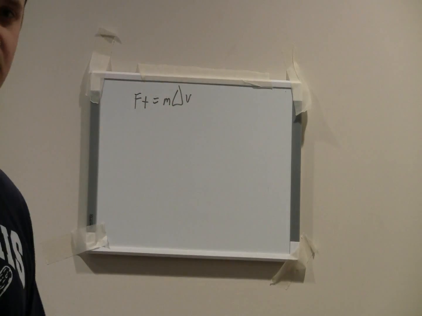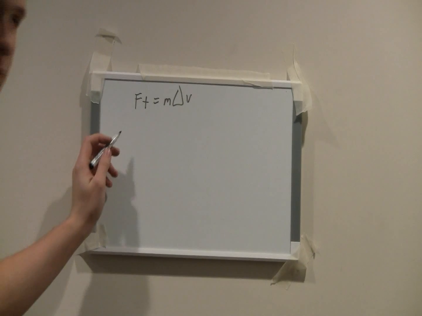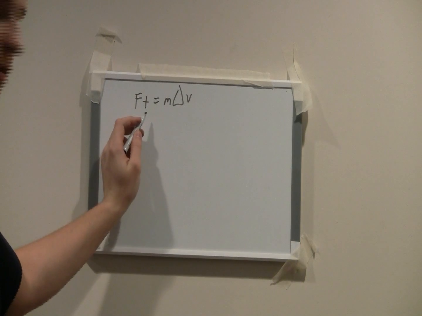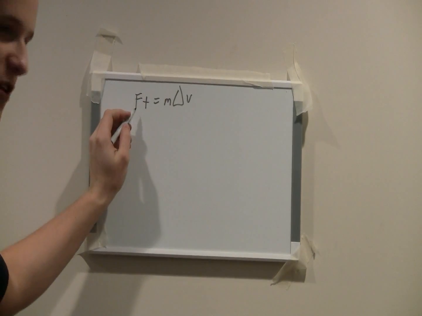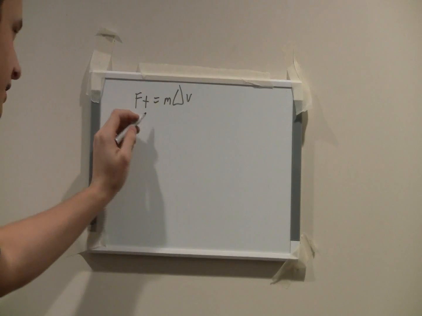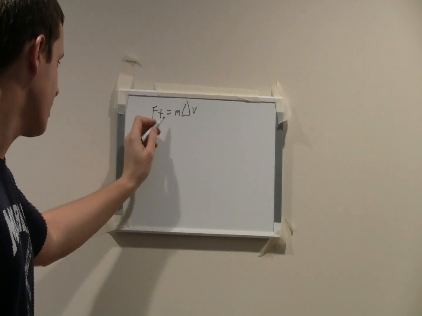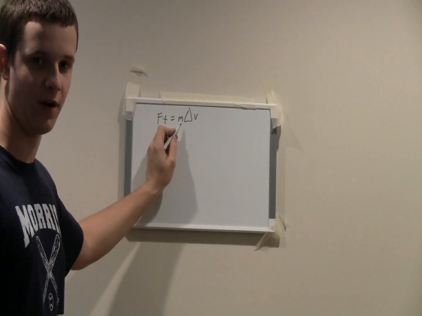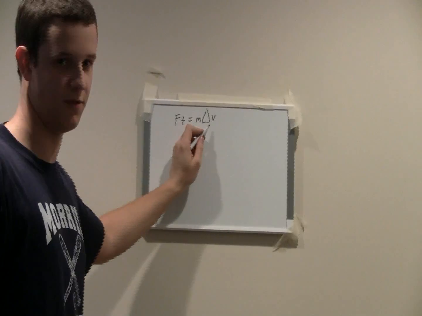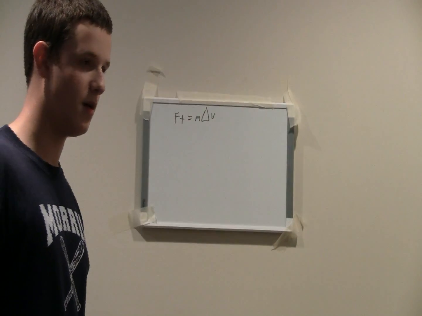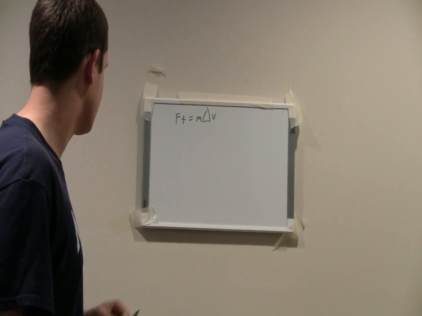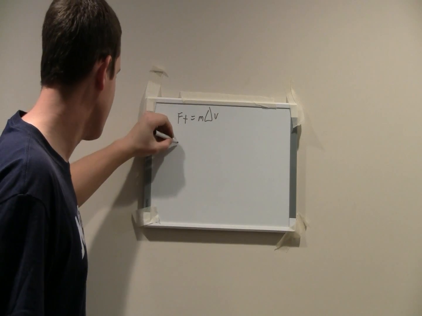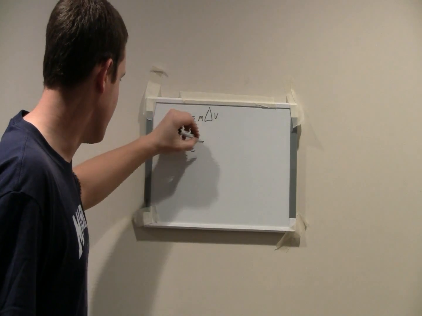Ft is equal to m delta v, which is the impulse momentum equation. Impulse momentum is measured by Ft, where we have force times time. Force is in newtons, and time is in seconds, so the impulse is in newton seconds. And then we set that equal to the mass of our object times the change in velocity, starting velocity minus final velocity. So to solve for the amount of force that we have, we just divide both sides by t.